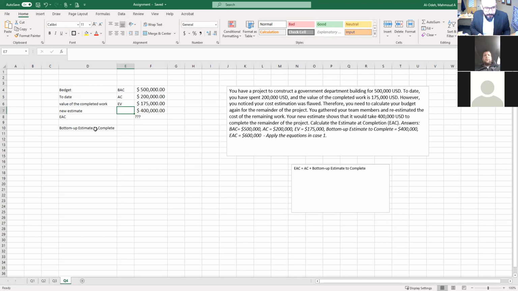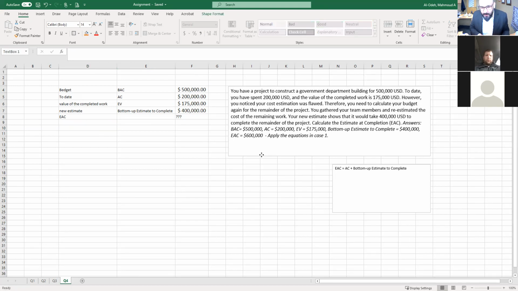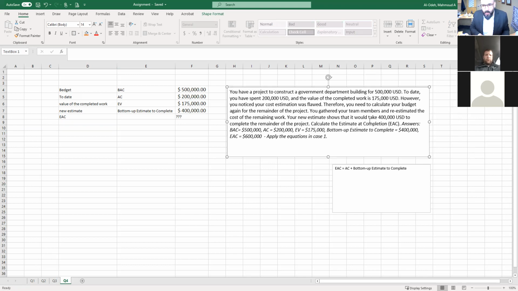And now, so I'm going to copy this, put it here. And this is again given to you, but you could calculate it actually. You could calculate it if you need to by finding the CPI. Find the CPI and divide the budget by the CPI. That should give you the new estimate. But in this case, they did not use that technique. They worked with the team members and they re-estimated the whole work. And they said, okay, well, it's 400 now. The work will take 400.